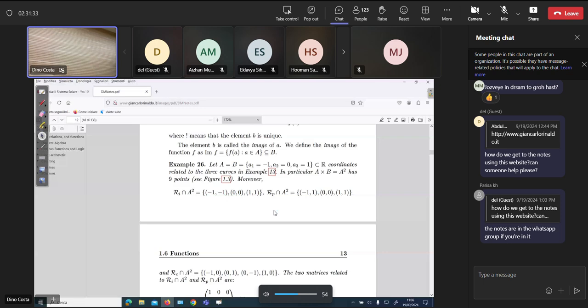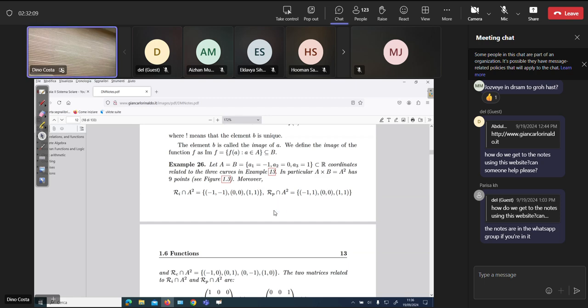Pay attention. What I want to represent here, instead of considering all the real numbers, is a discrete representation of this object. Instead of focusing on all the numbers, we consider only the numbers -1, 0, and 1. Okay? A and B are -1, 0, and 1 in the real numbers. And then we intersect the relation with this A times A.